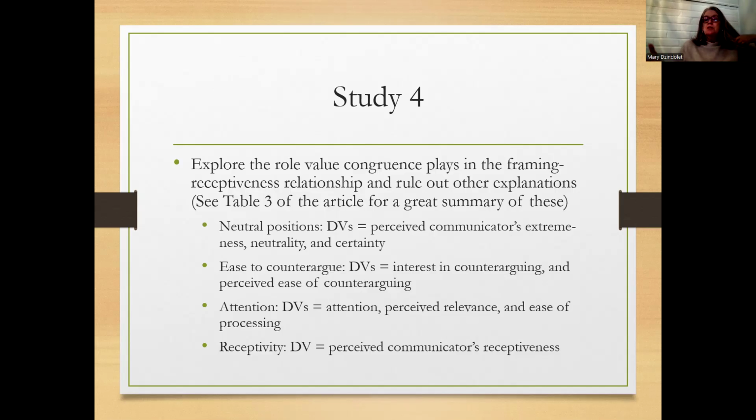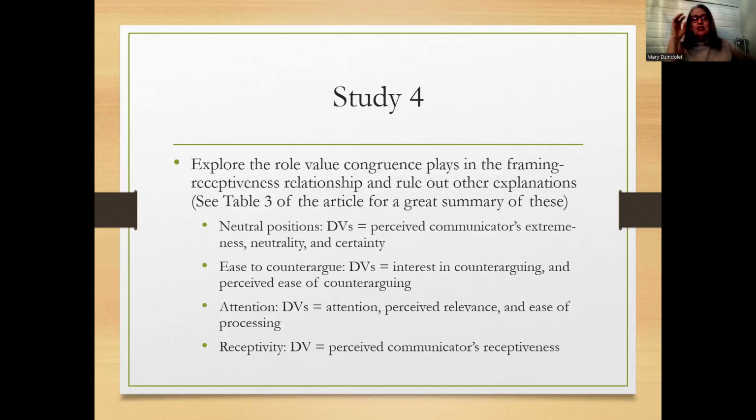So one idea is, when you oppose something, it might mean that you're against it, or it might mean that the person's neutral toward it. Where if you are in favor of something, you know exactly where they stand. They're in favor of it. Neutrality is not a possibility. So to make sure that's not what's playing a role here, they added some dependent variables to measure the perceived communicator's extremeness of the idea, the neutrality of their political stance, and how certain they are that they're correct.